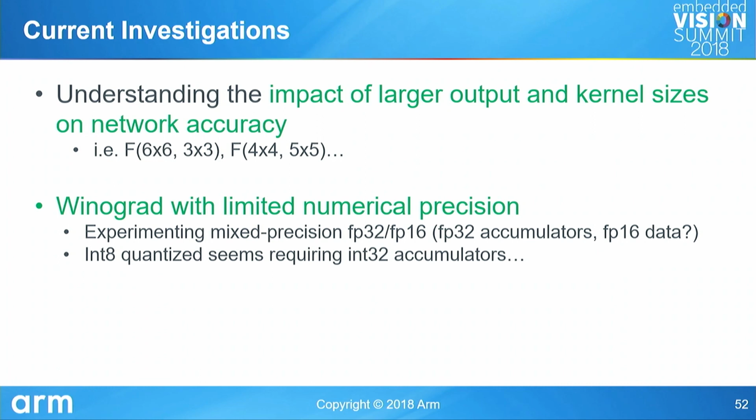We are trying to understand if the mixed precision between half floating point and floating point can be used with Winograd. We are not totally sure about the integer optimizations, because for performing Winograd, we may need int32 accumulators. So if we use int32 accumulators, maybe we don't see the benefit that we could expect.